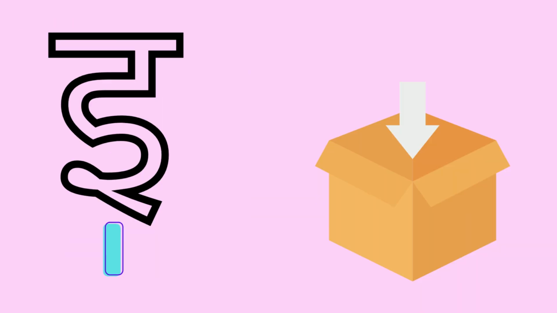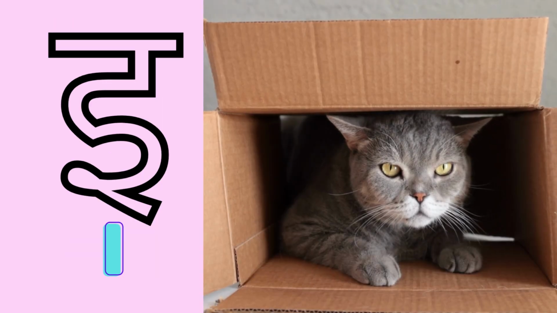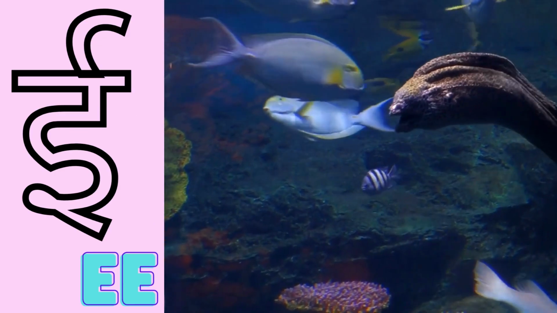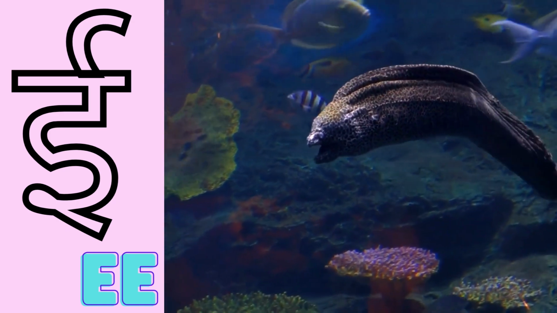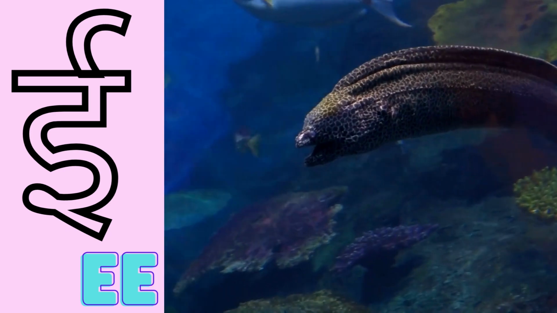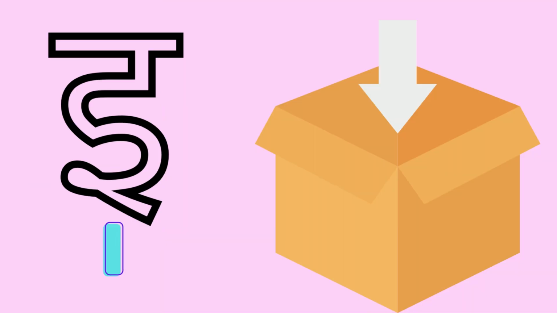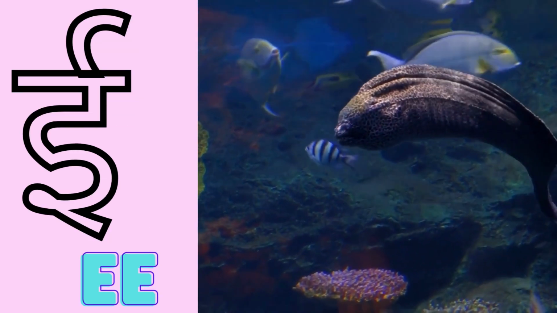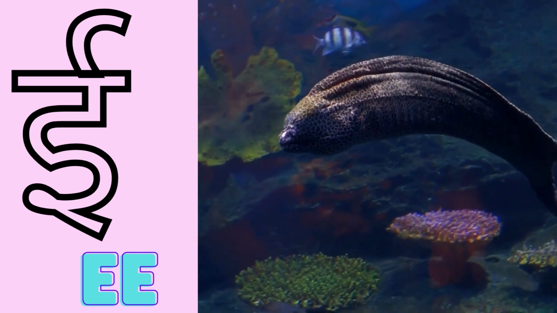The pronunciation of I is similar to that of I in the word inside. Ee. The pronunciation of Ee is similar to that of double E in the word eel. So the distinction is that I, as in inside, is how the short I is pronounced, and double E, as in eel, is how the long Ee is pronounced.